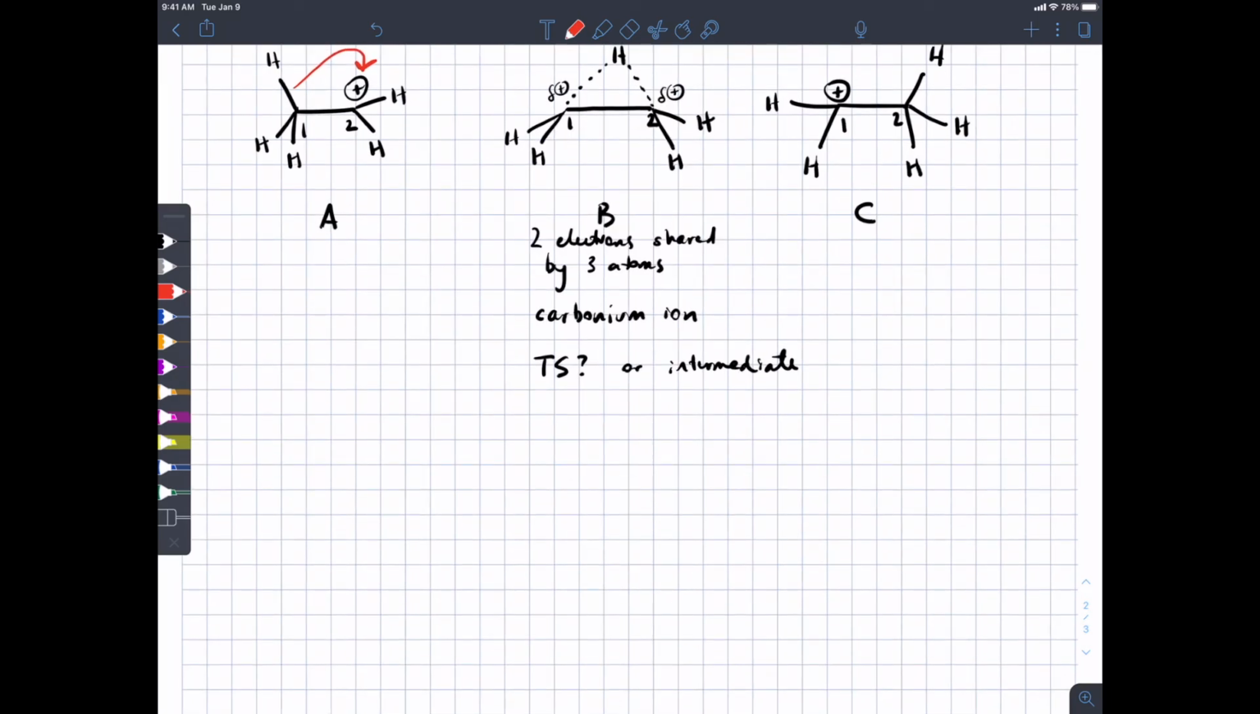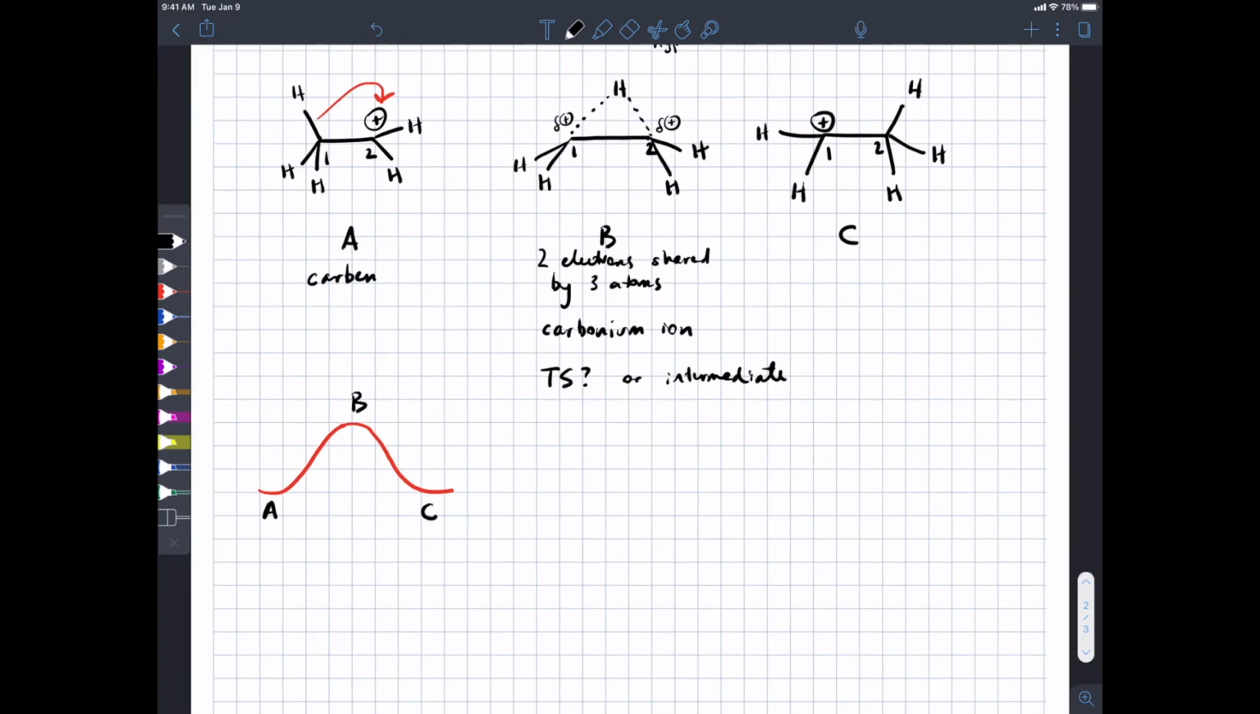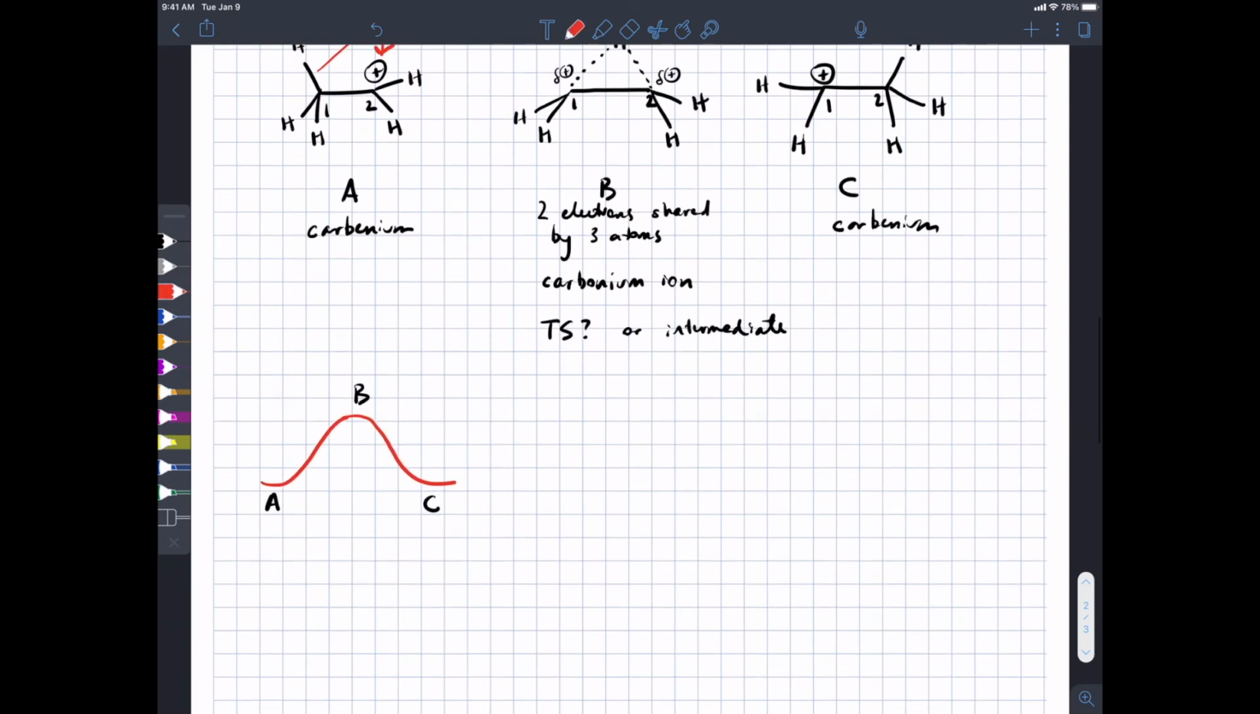So one would be A, B, and C. Oops, sorry. Where A is a carbenium ion, C is a localized carbenium ion, and B is the transition state. Or you might imagine that you could go from A to an intermediate down to C, and maybe B, instead of being at a maximum, is at some minimum.